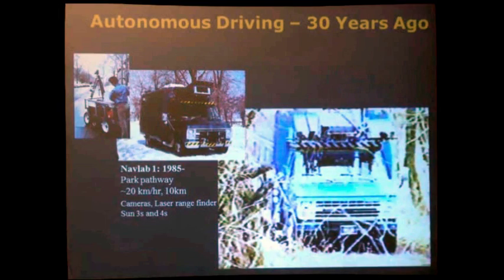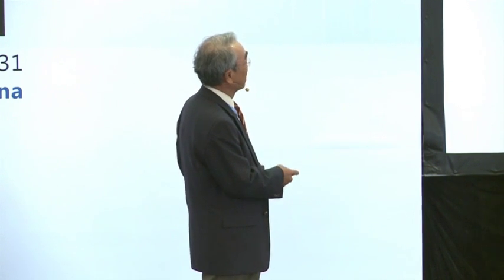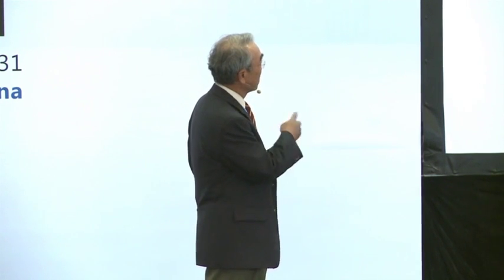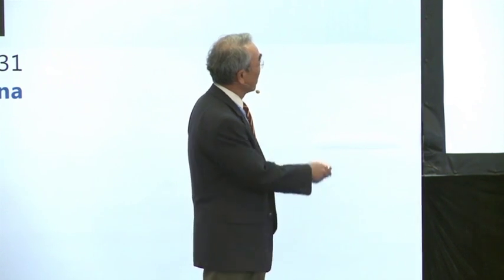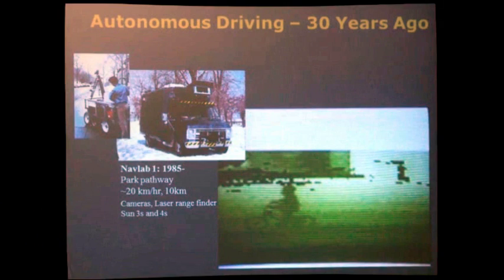Autonomous driving. 30 years ago, this is what we started. It was initially about 1 centimeter per second. It's barely moving. And this is CMU's car near an ordinary store. When a child comes out, the car stops. And the story is that the child is the son of a programmer who coded the car to stop in that dangerous situation.